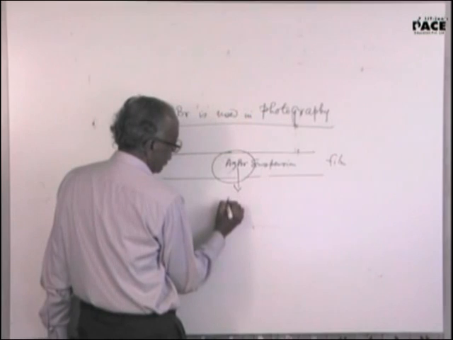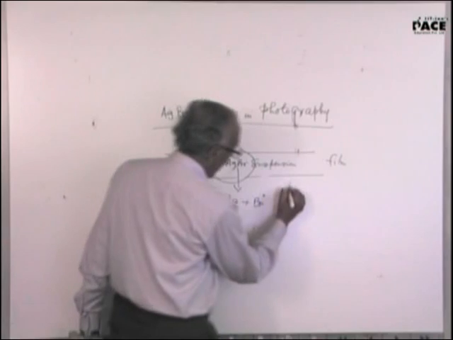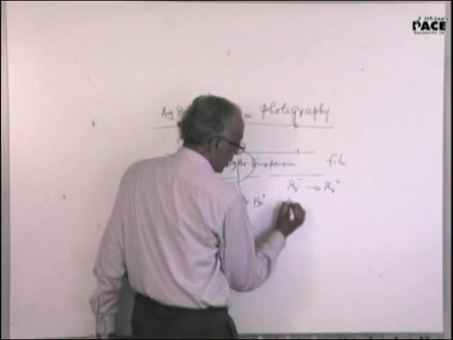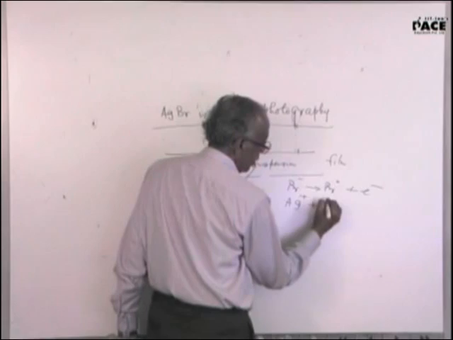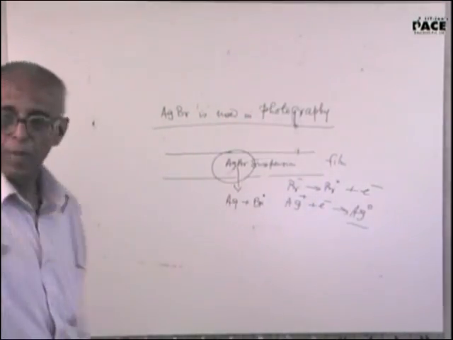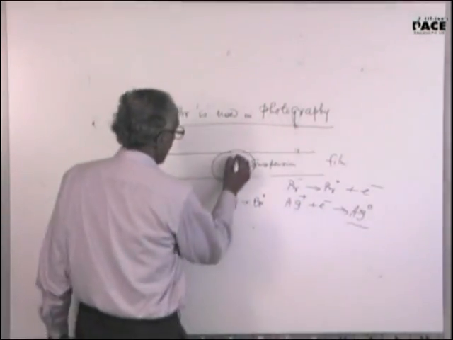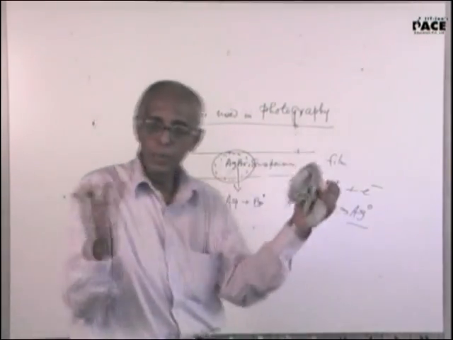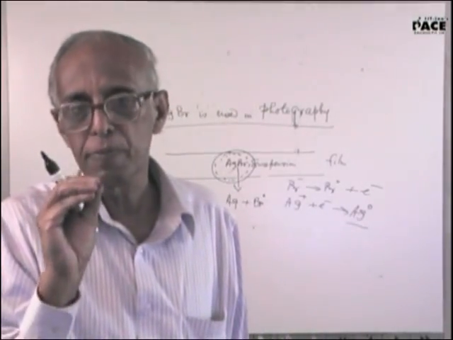Silver bromide converts into silver and bromine radical. So the bromide ion goes to bromine radical and releases an electron, and silver plus electron gives metallic silver. So the silver bromide gets converted to metallic silver. The metallic silver is now assembled together, joined together to form a small crystal of silver.